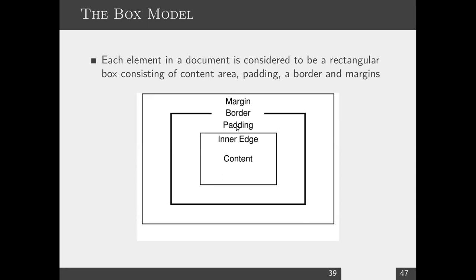So the content comes here, that's the inner edge. You have some padding, you can give it a border, and then you can also have margin. A margin is the space between that element and other elements. The padding is the space between the border and the inner contents of that element. So this box model is so common.